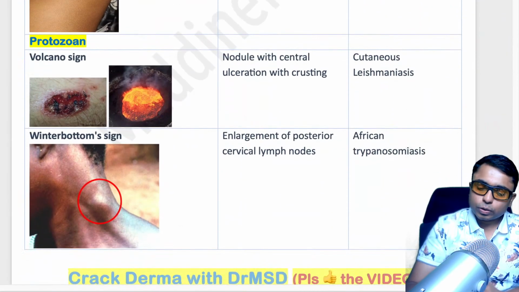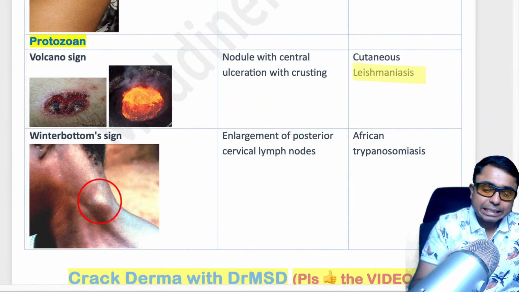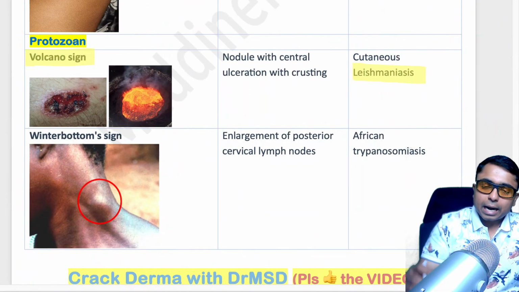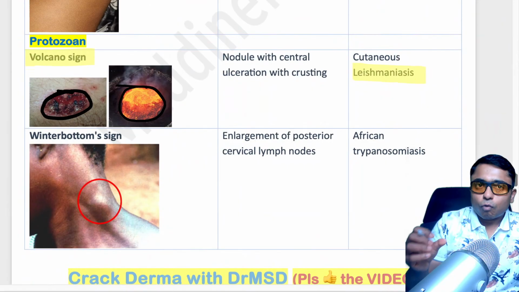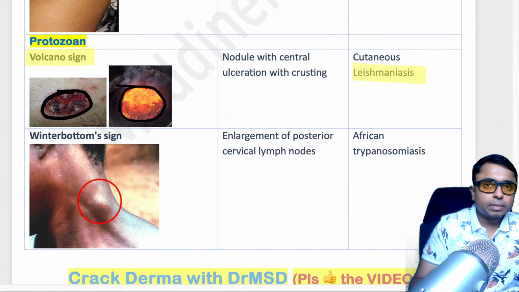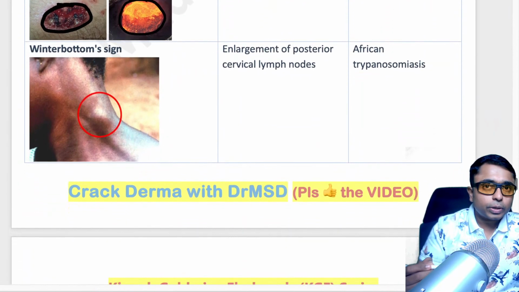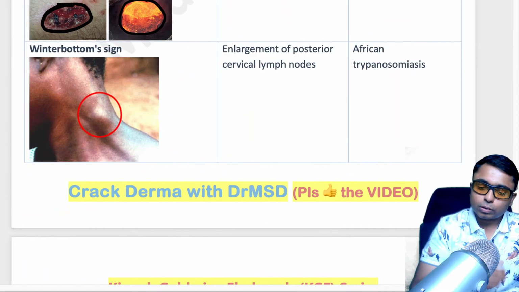Next, in the protozoan infections, cutaneous leishmaniasis is associated with the volcano sign. So what does this volcano sign mean? Basically there is going to be ulceration of the skin, and surrounding this ulcer there are raised edges, looking like the edges of a volcano. That is the reason why this is termed the volcano sign. I hope all of you know this is an annular lesion where the center is crusted in cutaneous leishmaniasis. And if you remember, we have also discussed cutaneous leishmaniasis association with apple jelly nodules.